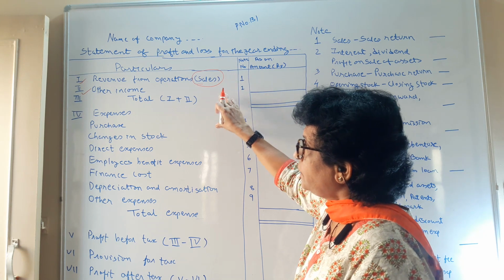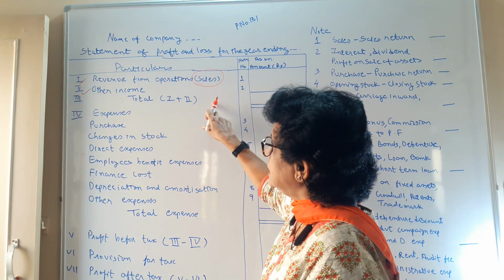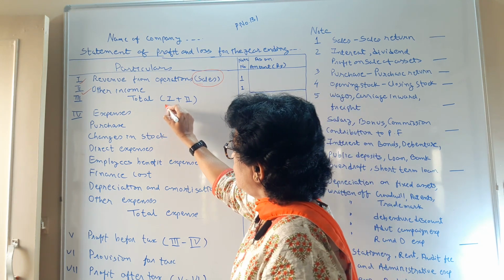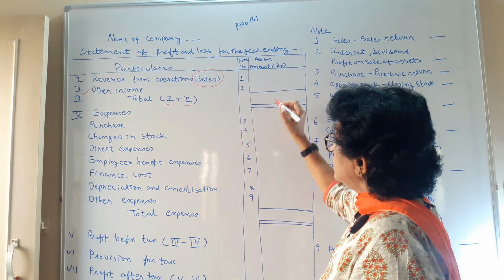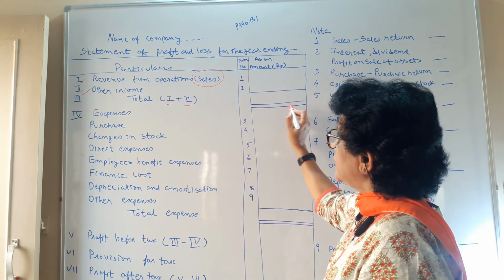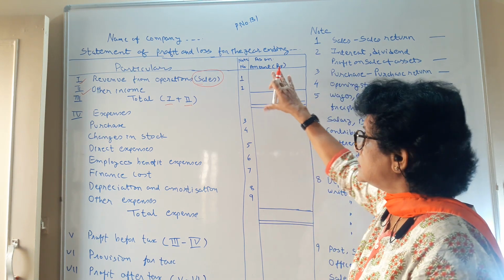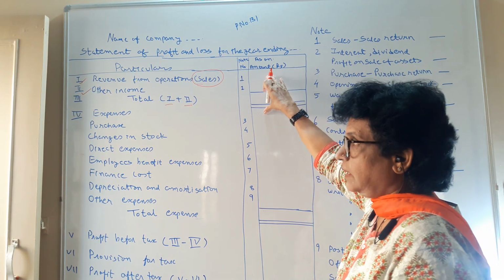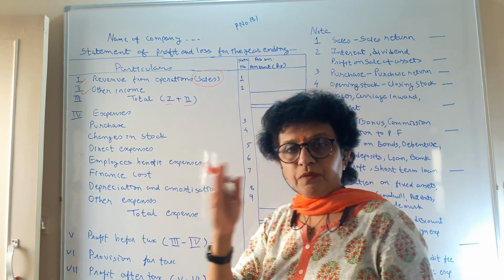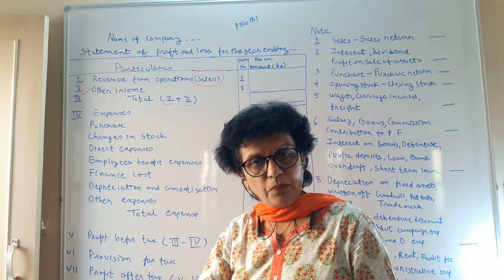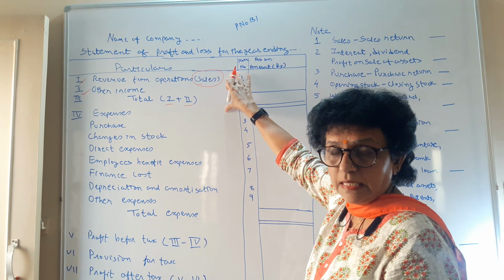So you have two figures of income. One is the sales, another is the other income. So the total of 1 plus 2 is point number 3. The total is to be drawn with one line above and two lines below. It shows that this is the total income of the company. As we have learned the basic concept of profit, SP minus CP is equal to profit. So here we have considered our total income.